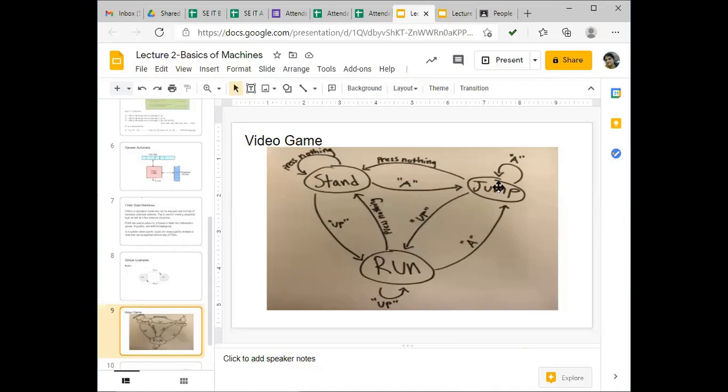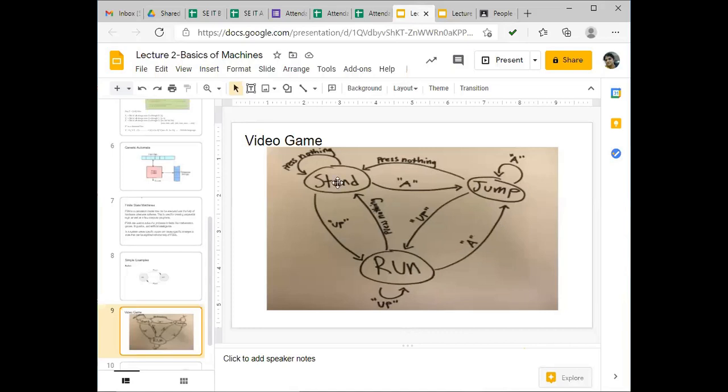then it will jump. So what is my current state? Current state is jump now. Once I am in the current state and something is pressed, the next state becomes my current state now. Right? I hope you are understanding what is current state, what is input, and what is next state.